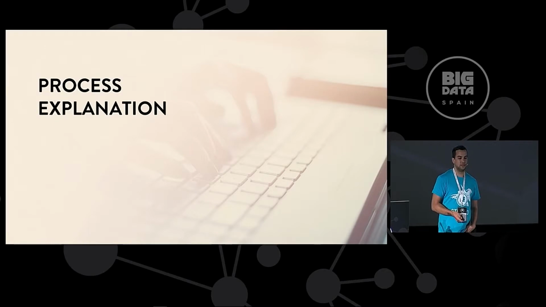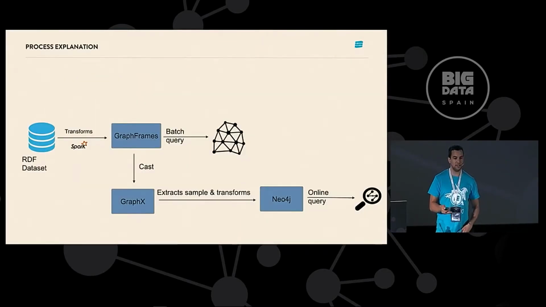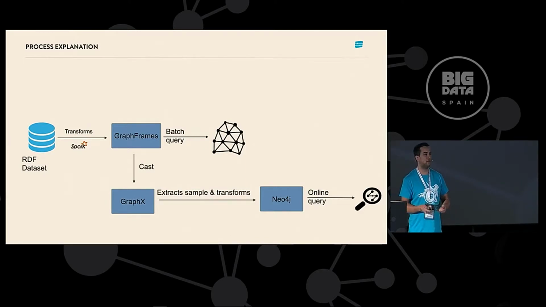The process explanation. This is how we have built this small environment. Firstly, we took all the information from every subject, and we recorded and associated all the properties for this subject and all the relationships for every one. After that, thanks to Spark, we transformed it into data frames and got the GraphFrame graph. Thanks to the API of GraphFrame, we can cast or transform the graph into a GraphX graph.